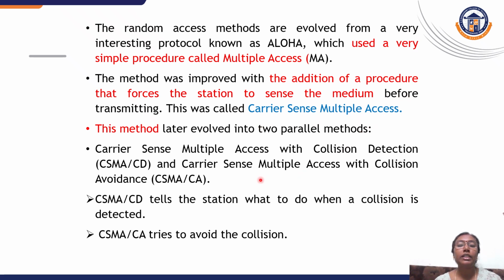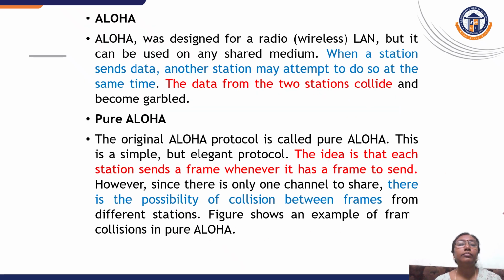It is further divided into two methods, CSMA-CD and CSMA-CA. CSMA-CD is carrier sense multiple access with collision detection, and CSMA-CA is carrier sense multiple access with collision avoidance. Collision detection will tell what to do when a collision is detected, while CSMA-CA tries to avoid the collision. In Aloha, we have pure Aloha and slotted Aloha.